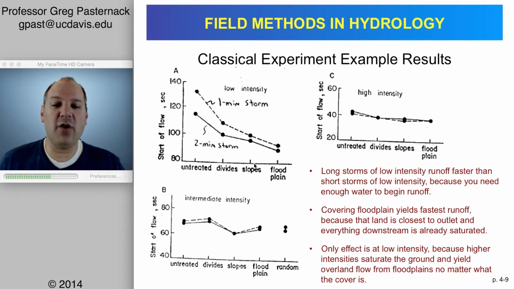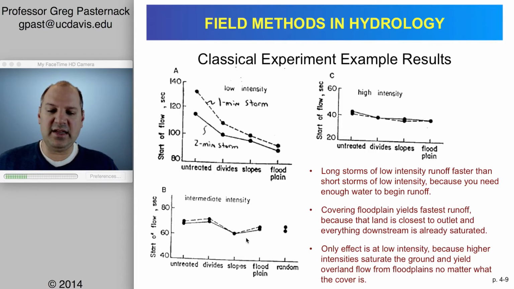Duration of the storm for low intensity events. Now, if we look at intermediate intensity and high intensity, there's no difference here at all. There does appear to be some difference between slopes for these intermediate events, but it's hard to say, again, what's statistically significant. Notice that the start of flow is faster for intermediate than low, and fastest for high intensity. So only 40 seconds before runoff begins. And again, whether there's any difference here is really hard to say. Maybe between these three and untreated, but it's really hard to say. Although there does appear to be some effect, potentially on slopes.